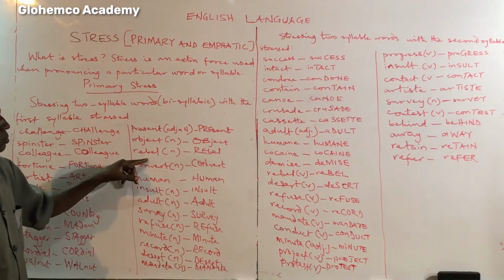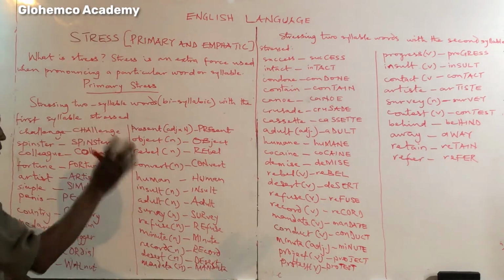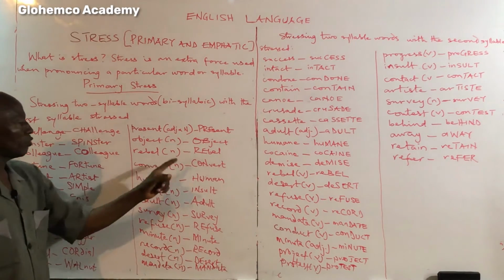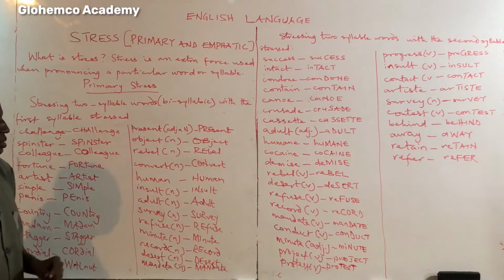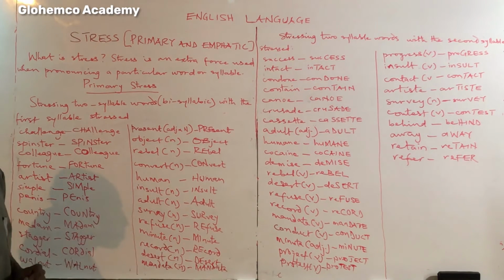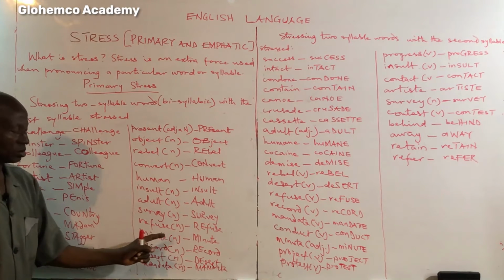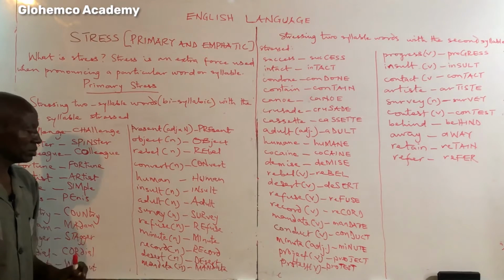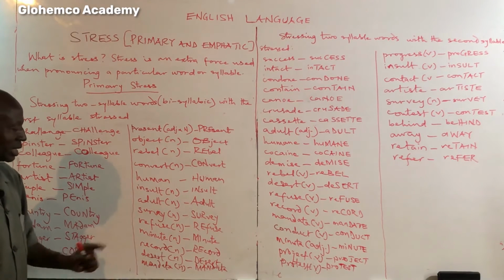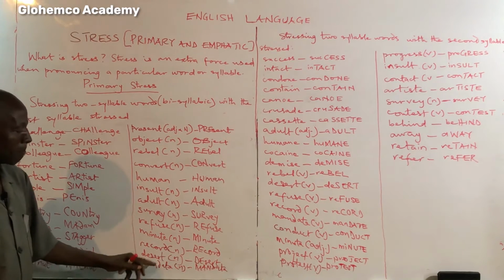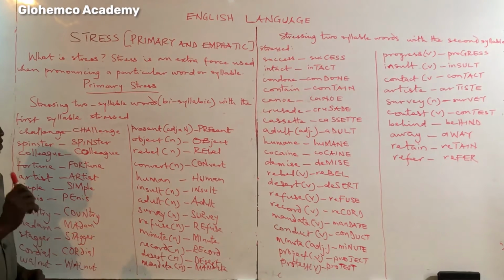Then we have rebel, convert, insert, adult, serving, refuse, minute, record, desert, mandate. Everything here is a noun, because they are stressed on the first syllable.